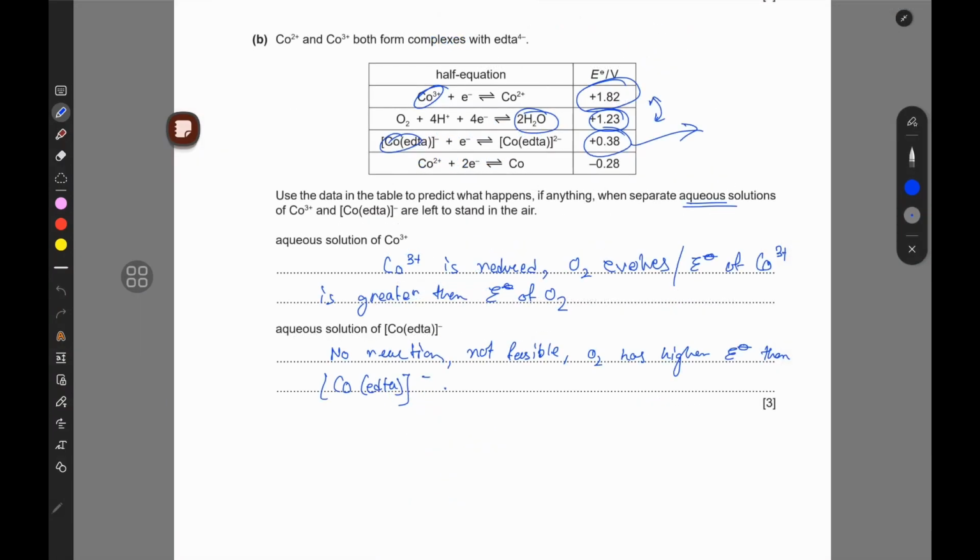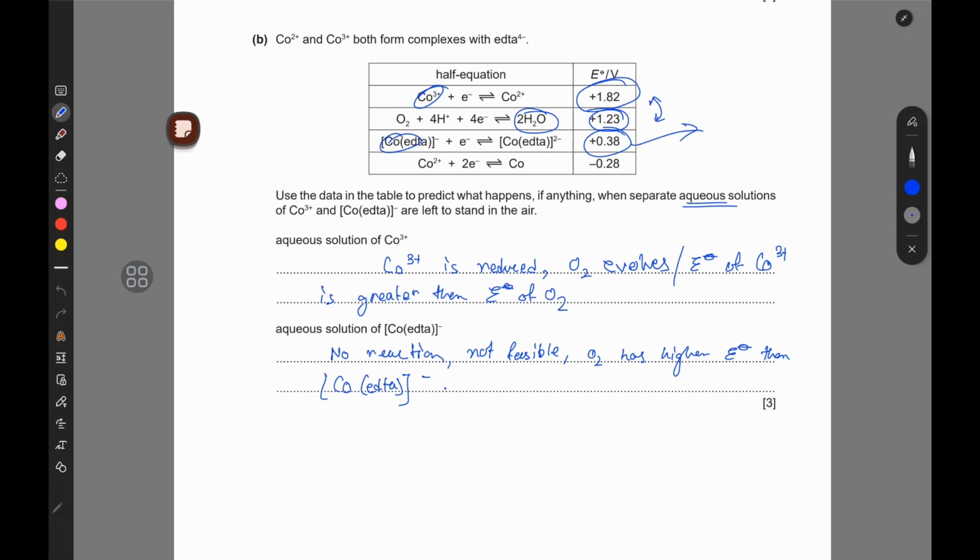Alright, what is this question about? CO2+ and CO3+ both form complexes with EDTA4-, whatever that is. So use the data in the table to predict what happens, if anything, when separate aqueous solutions of CO3+ and CO EDTA- are left to stand in air.